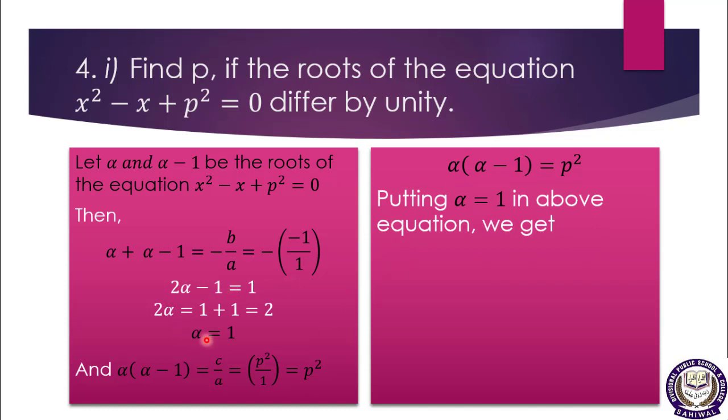We know that alpha is equal to 1, so putting this value of alpha equal to 1 in the above equation, we get 1 times 1 minus 1 is equal to p square. This 1 and minus 1 cancel each other. 1 multiplied by 0 is 0, so p square is equal to 0.